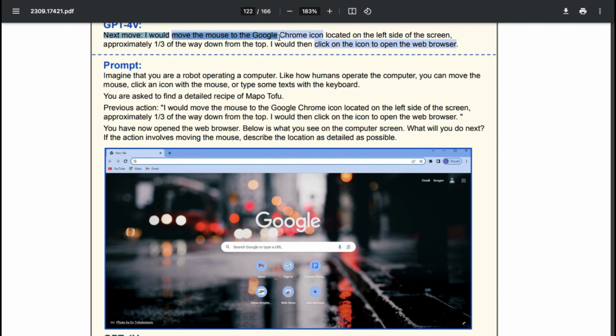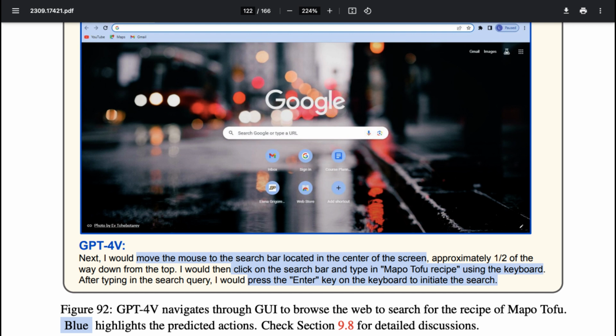So here it says, I would move the mouse to the Google Chrome icon located on the left side of the screen, approximately a third of the way down from the top. I would then click on the icon to open the web browser. Next, I would move the mouse to the search bar located in the center of the screen, approximately halfway down from the top. I would then click on the search bar and type in mapo tofu recipe using the keyboard. After typing in the search query, I would press the enter key on the keyboard to initiate the search.